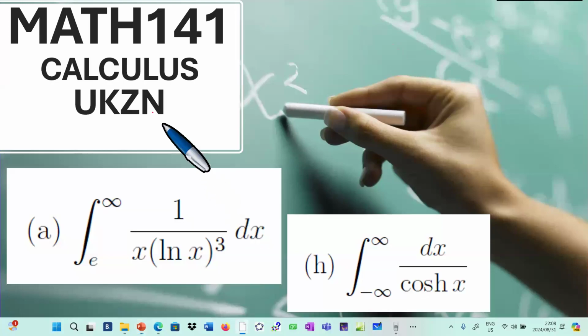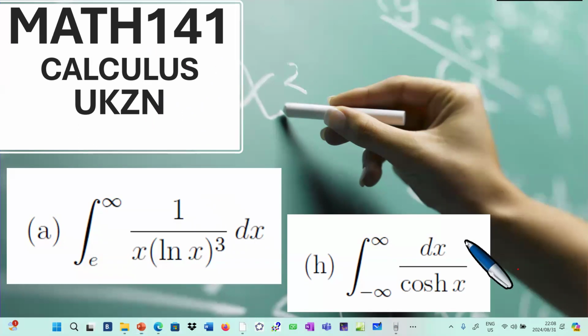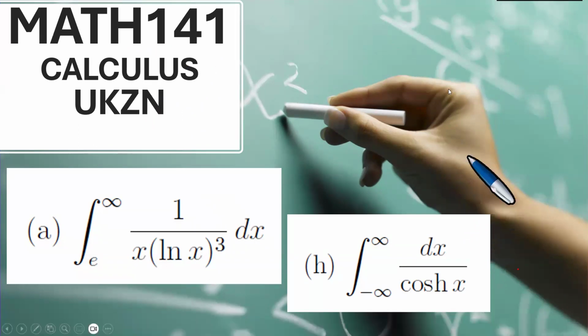In this lesson, we shall focus on mathematics, MATH141 calculus, a UKZN module. We shall look at integration, focusing on integrals that run up to infinity in terms of limits of integration. This one stretches from, for example, minus infinity to infinity, right? So we'll have a perfect opportunity to discuss these particular questions and make sure that we understand exactly what is happening, and we move forward by trying the next questions.